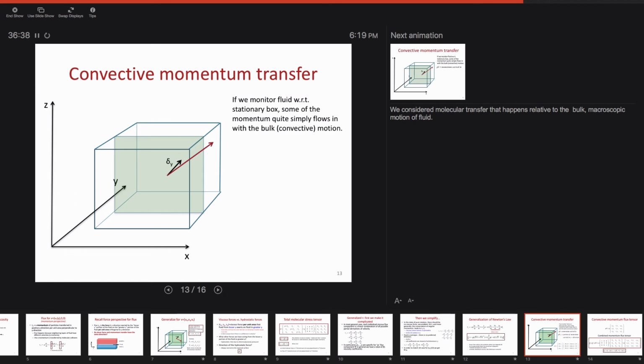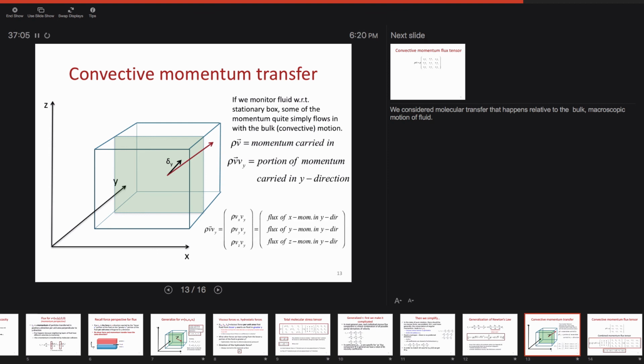So rho v vy is basically transfer of momentum across the y-plane. It's physically carrying things in. So basically, rho v is my momentum, rho v vy is the portion of momentum, with rho v being the momentum field carried in the y direction at that particular moment. And then I'm going to have a vector for that, because my rho v vy is actually rho vx vy, rho vy vy, and rho vz vy.